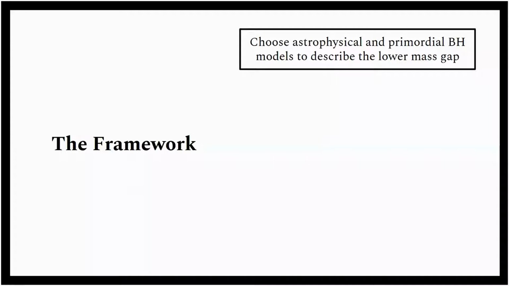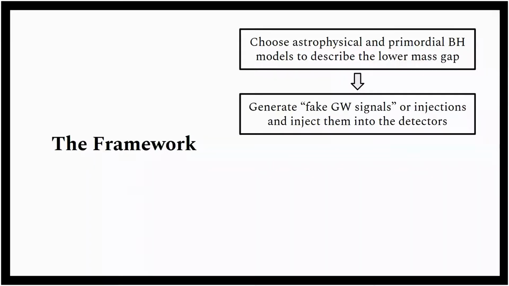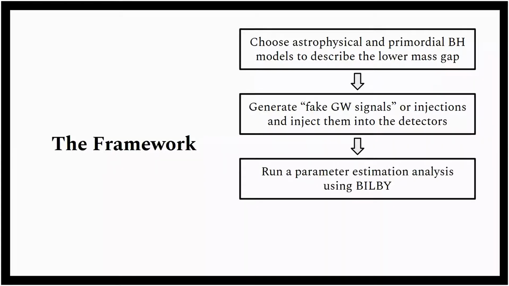But the next step is basically we use these models and we generate fake gravitational wave signals, or injections, as we call them, and we inject them into the detectors. So the idea is that for the gravitational wave detectors like LIGO and Virgo, this is a real signal. That's what we're telling it to do. And once we inject it like that, we run a parameter estimation analysis using Bilby. If you attended the talks on day 5 and 6, maybe you've already come across this. But just as a gist, the main idea of using Bilby and parameter estimation is, let's say you have a gravitational wave detection. LIGO Virgo makes a gravitational wave detection. So that's great.